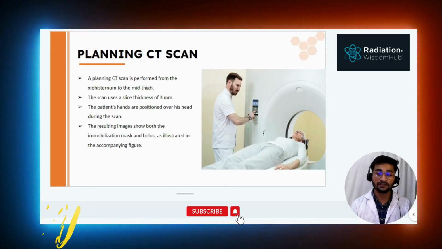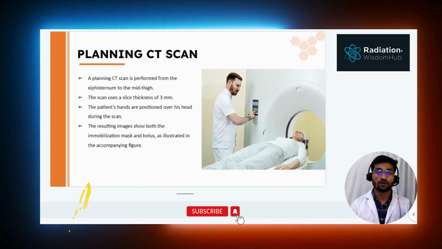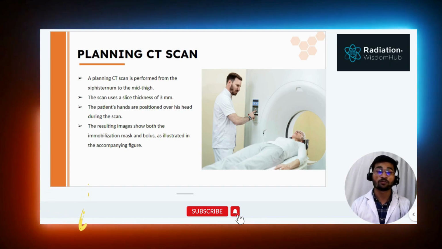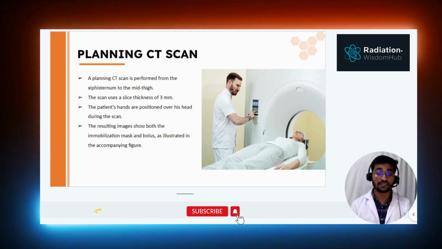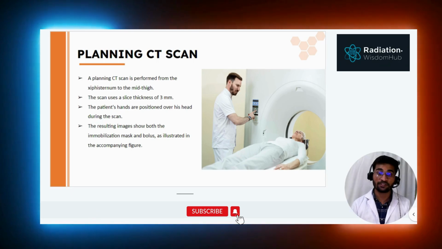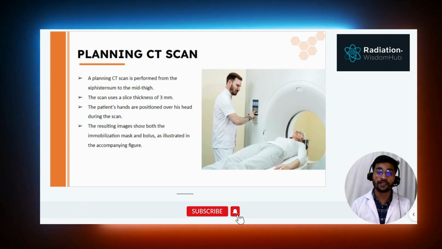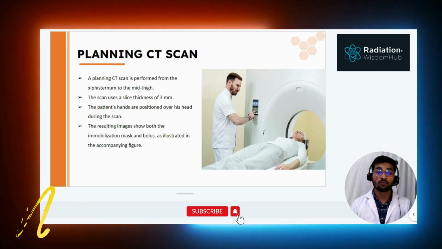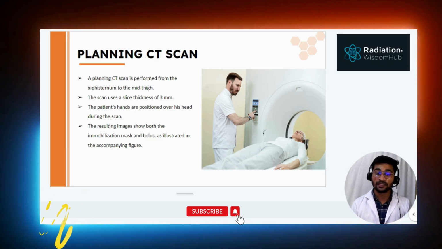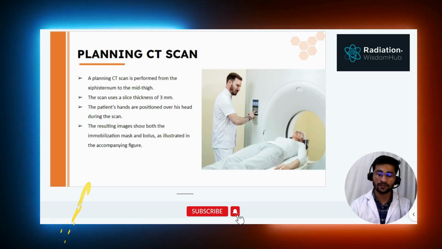So after that, the planning CT scan. A planning CT scan was performed from the sternum to mid thigh. The CT scan used a slice thickness of 3 mm, with the patient's hands positioned over the head during the CT scan. The resulting images show both the immobilization mask and bolus as illustrated in the accompanying images.